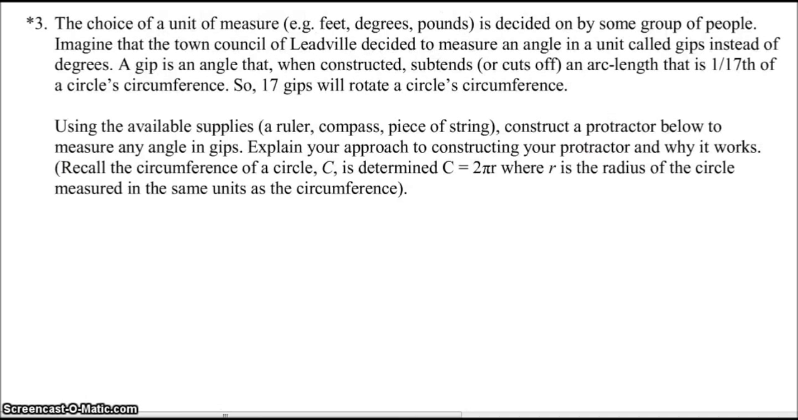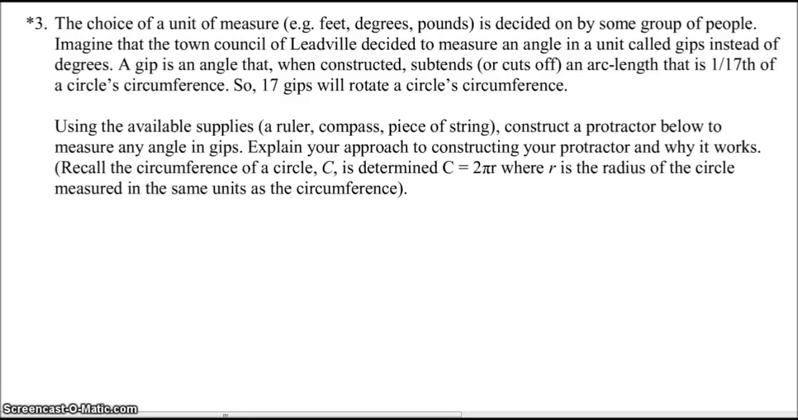The choice of a unit of measure, feet, degrees, pounds, is decided on by some group of people. Imagine that the town council of Leadville decided to measure an angle in a unit called gips instead of degrees. A gip is an angle that, when constructed, subtends or cuts off an arc length that is 1/17 of a circle circumference. So 17 gips will rotate a circle circumference.